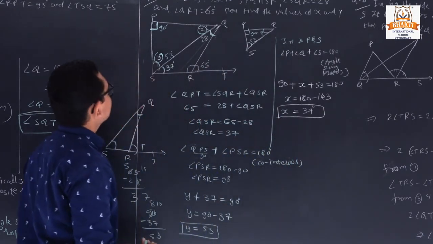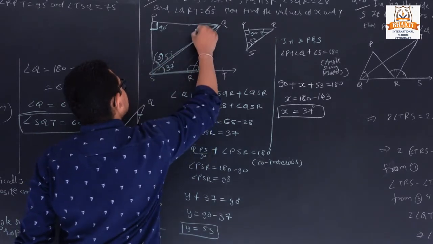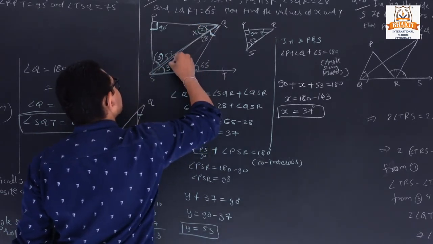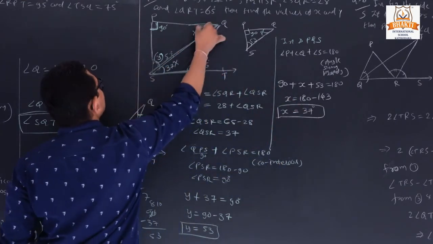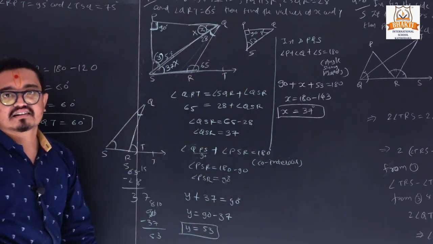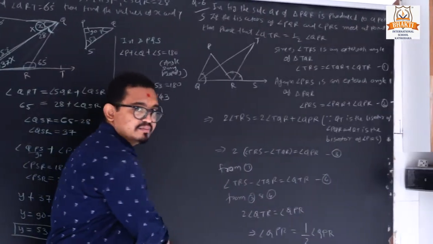So what is the value of X? It is 37. Also we can find it like that. See that this is alternate interior. Clear? So if it is 37, the other is also 37. It is a very short method. In an examination, you can write any of the methods.